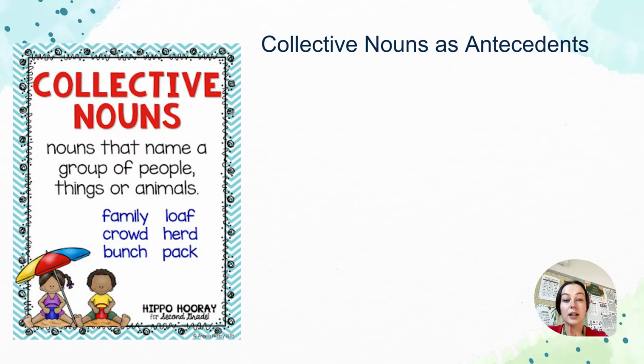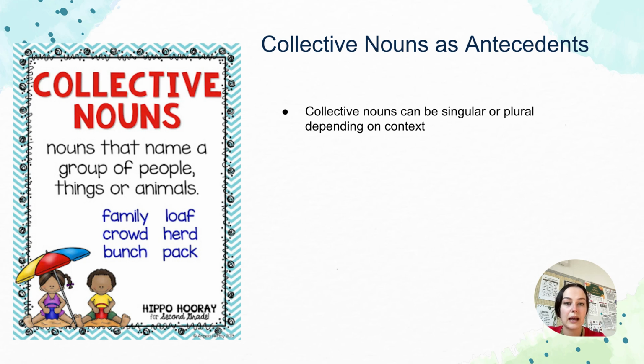Moving on to collective nouns as antecedents, there are going to be some tricky instances because English is a very tricky language, where it may create some confusion as to when you are going to use plural or singular pronouns. Collective nouns can be singular or plural depending on context. Collective nouns are just nouns that name a group of things, of people, of places, maybe in some circumstances. But it's one specific noun that refers to a group.